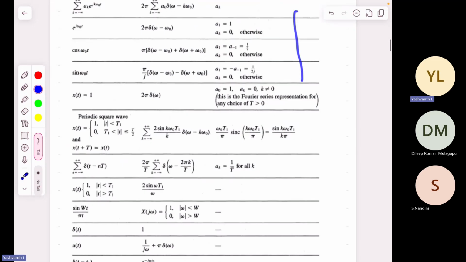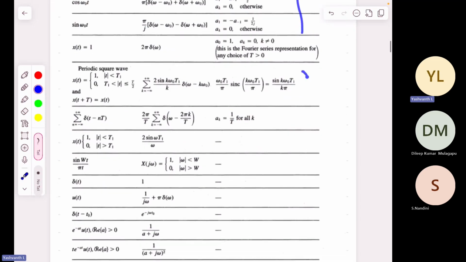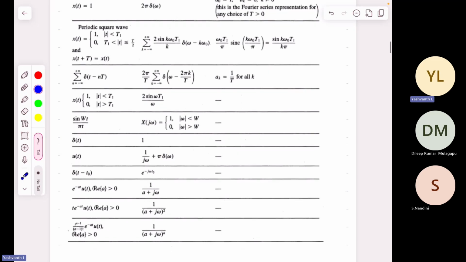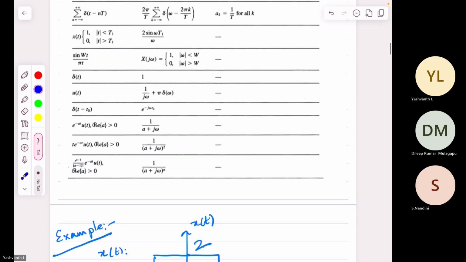I will skip this today, but these notes are made available to you. You can go through them in your free time. All these things are very similar to the Laplace transform. For example, delta of t also has the Laplace transform 1. Delta of t minus t naught has a Laplace transform e power minus s t naught. But now put s equal to j omega, and you get this number. Like that, you can just go through on your own.